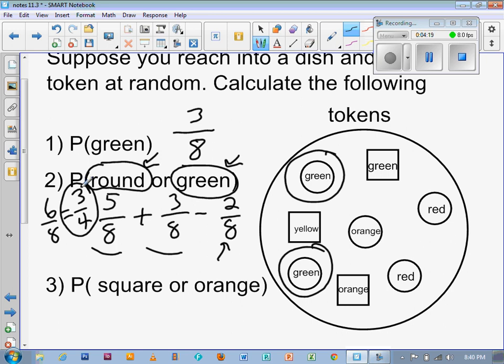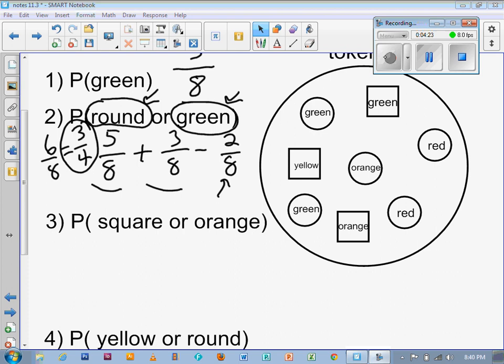Now I hit pause. I want you to try number 3 and see how that goes for you. Okay, welcome back. Let's go through the calculations of finding the probability that if we pick a token, that it could be square or orange.